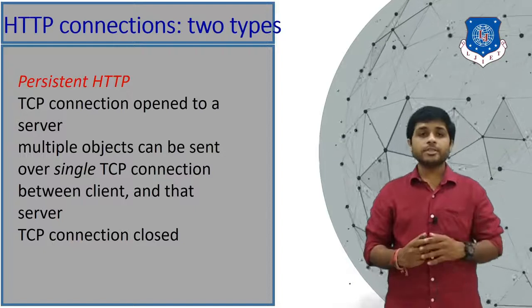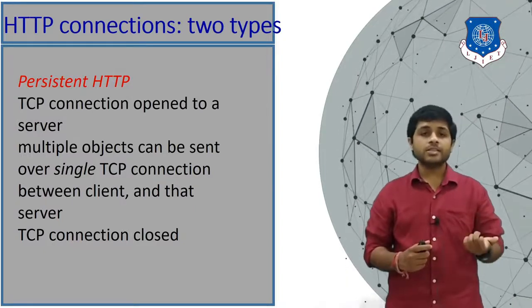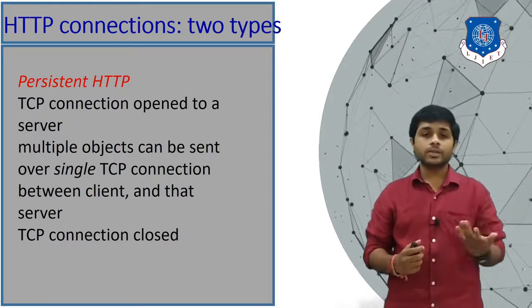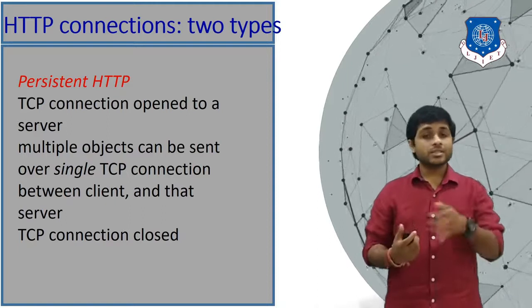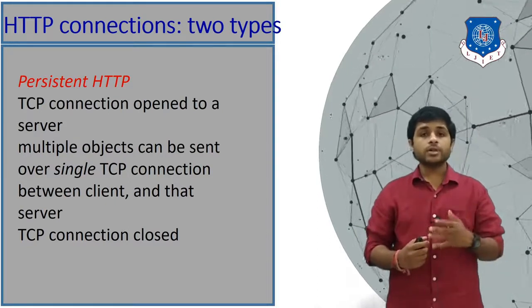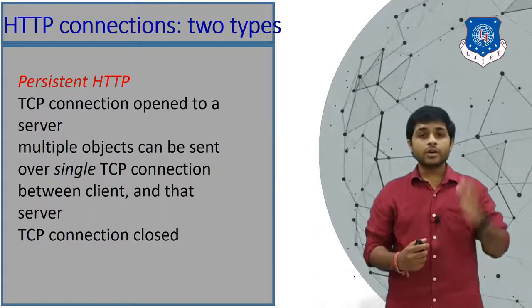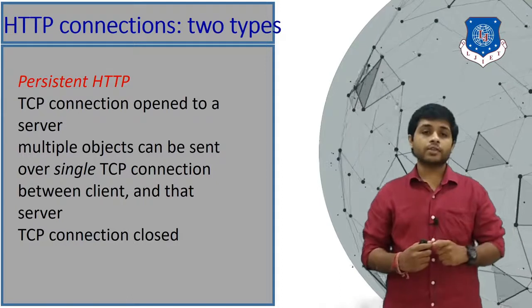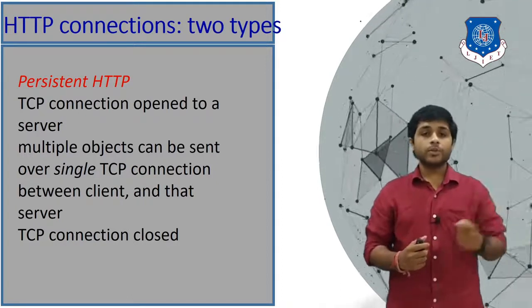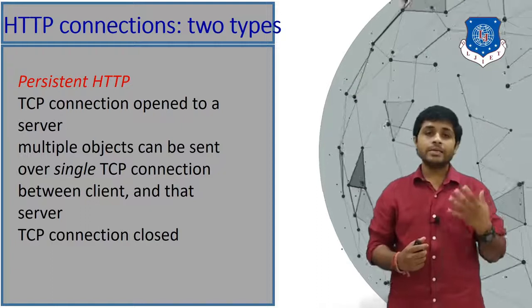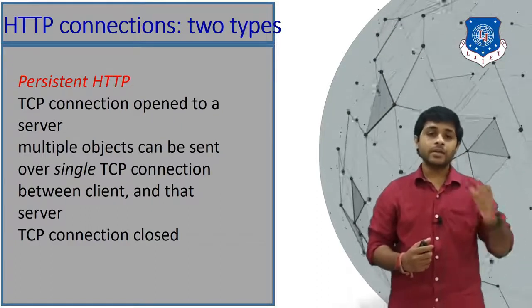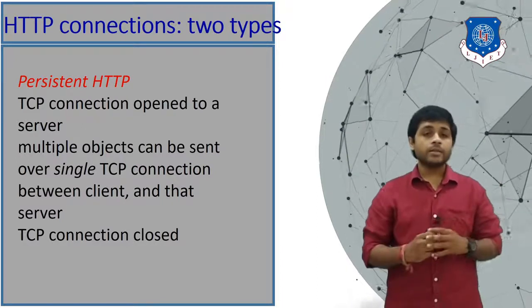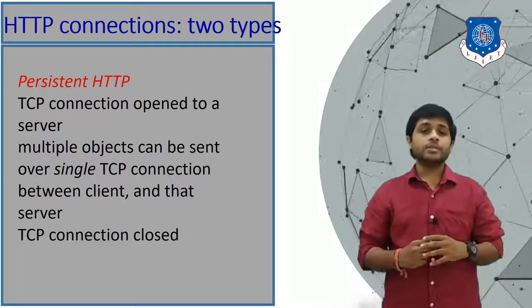In persistent HTTP, the first step is the same. Your computer will send the connection request to the server. When the server receives the request, after that your computer can request more than one file in one TCP connection. And when your computer is requesting more than one file, it can receive that many files over one connection. And after the data is downloaded, the TCP connection is closed.